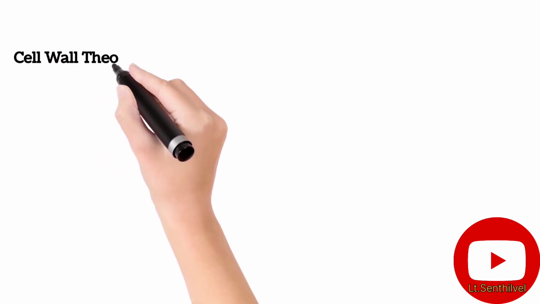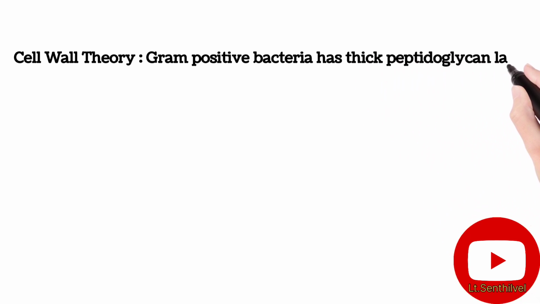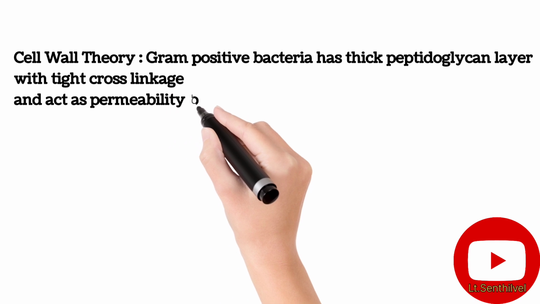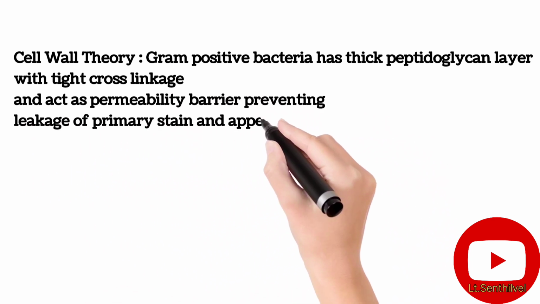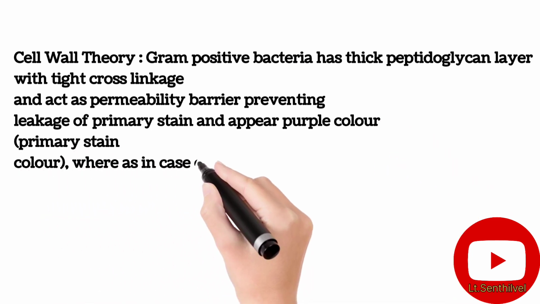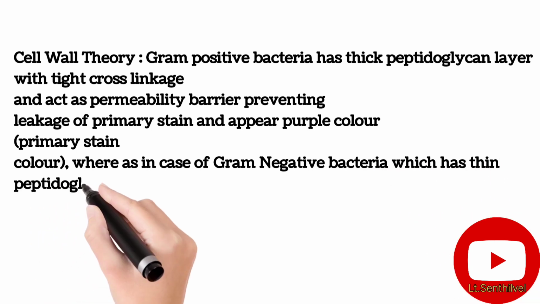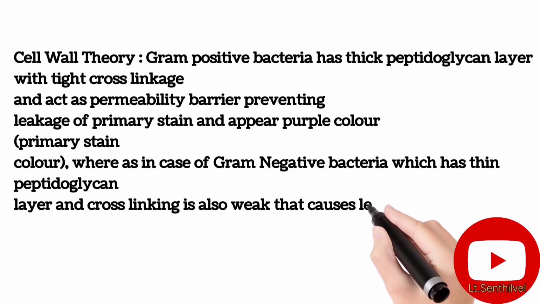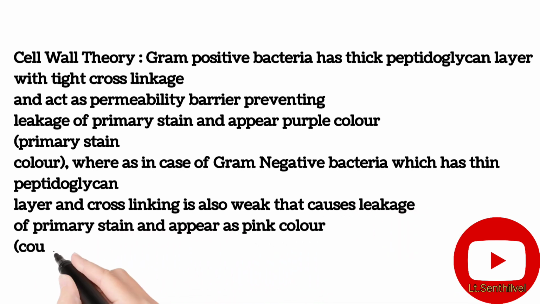Cell wall theory. Gram-positive bacteria have a thick peptidoglycan layer with tight cross-linkage, which acts as a permeability barrier preventing leakage of primary stain, and they appear purple, the primary stain color. Whereas gram-negative bacteria have a thin peptidoglycan layer and weak cross-linking, which causes leakage of primary stain, and they appear pink, the counter stain color.